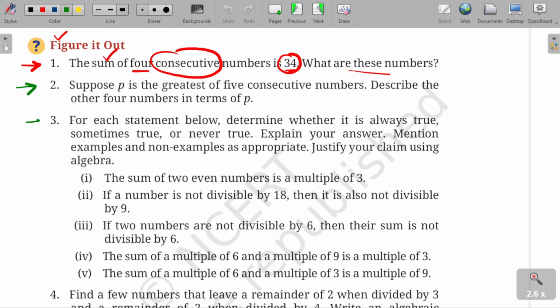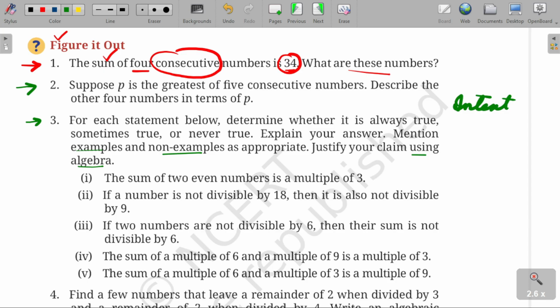Moving to question number 3. For each statement below, determine whether it is always true, sometimes true, or never true. This question was also in the text, as we have done in the last lecture. So here also some statements will be given, and you need to justify your answer by giving examples and non-examples. They are asking for examples as well as non-examples, okay, and you justify your claim using algebra, because we are doing Number Play and we have leveled up about the numbers, so we'll use some algebraic terms.